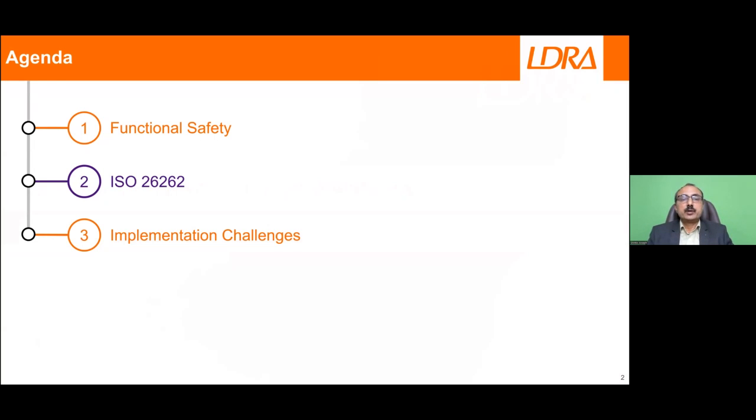So this is what I want to discuss in the next 15 minutes. What is functional safety? Because people get confused nowadays about what this whole thing is about, especially when people mix it with technical terminologies. I will try my level best to explain this whole concept so that a common man can understand. Then we'll go to the standard ISO 26262, and practical implementation challenges we'll discuss, especially in the Indian context.